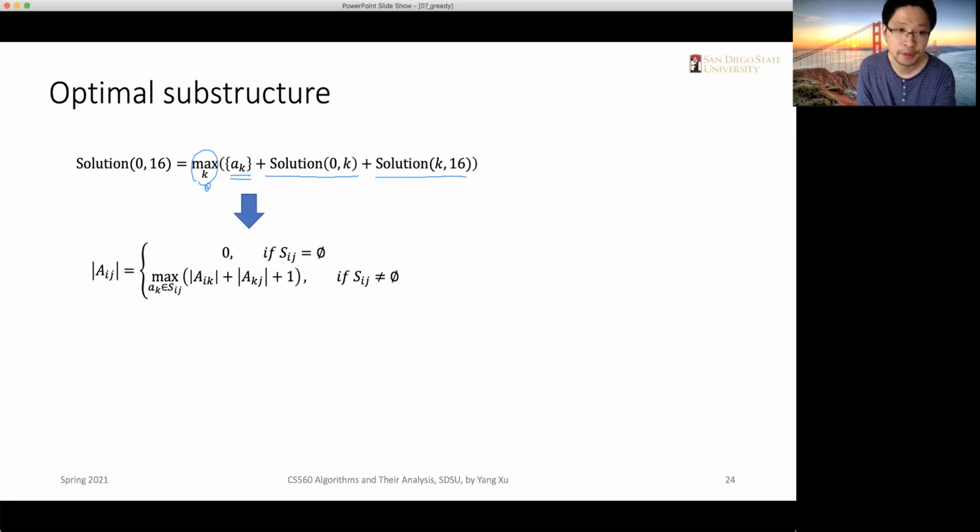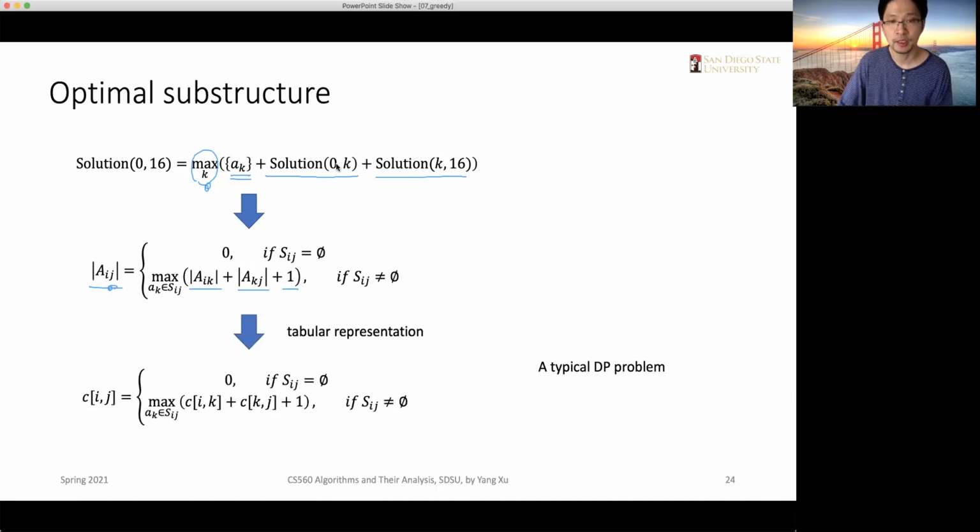And the recurrence would be like this, right? We need to use the size of the left subproblem plus the solution to the right subproblem plus 1, right? That will be the solution to the original problem AIJ. Okay, so if we're going to solve this using dynamic programming, we're going to replace this AIJ with some 2D arrays, right? We use I and J as the indices for an element in the 2D array. So we can replace those notations with this C of IJ, C of IK, C of KJ plus 1, and so on, okay? So it's actually a typical dynamic programming.